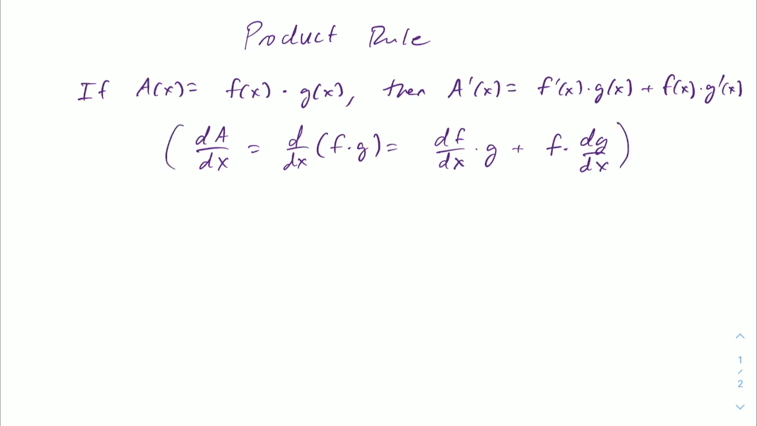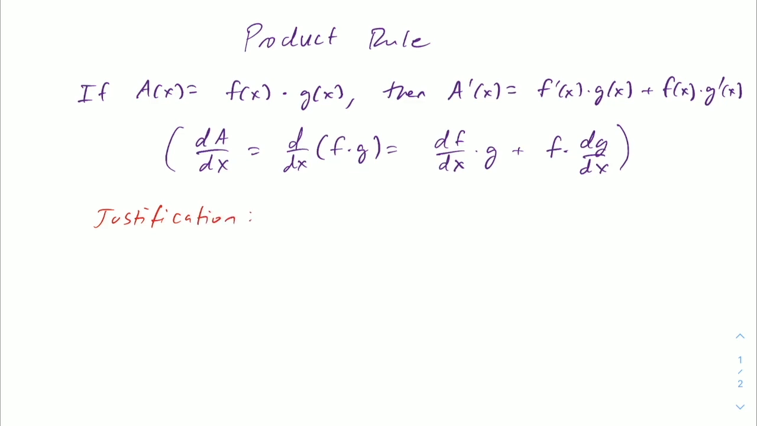Alright, so let's go about justifying this product rule. Where does this product rule come from? When I think about the product, I think about an area of a rectangle. Let's say we have an area that's g by f. So the product, you can think of as being the area of that rectangle.